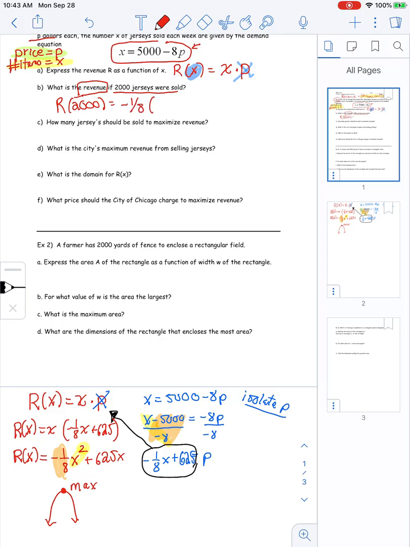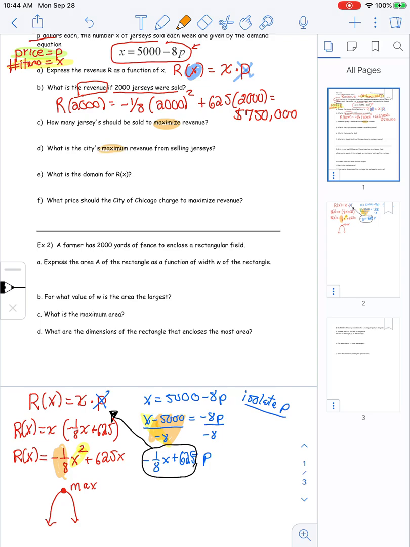Our equation was -1/8 times x squared plus 625 times x. And if we put that rather large thing into our calculator, we're going to end up with a revenue of $750,000. Now, that seems pretty good, but the question is, is that the maximum?